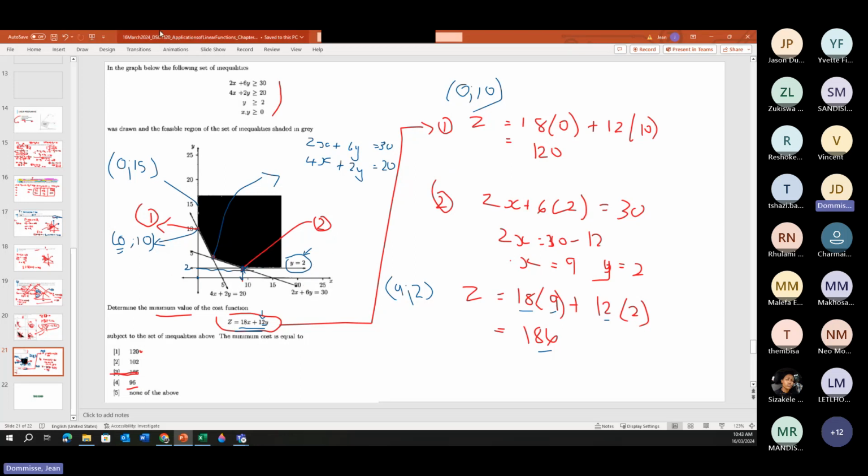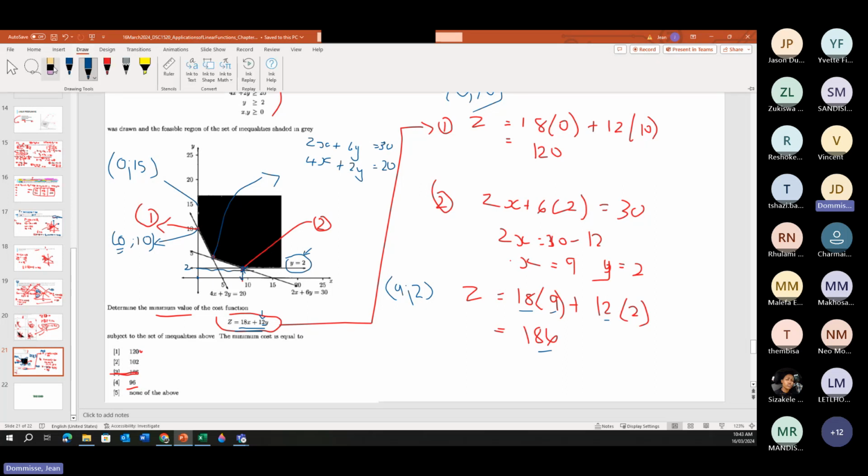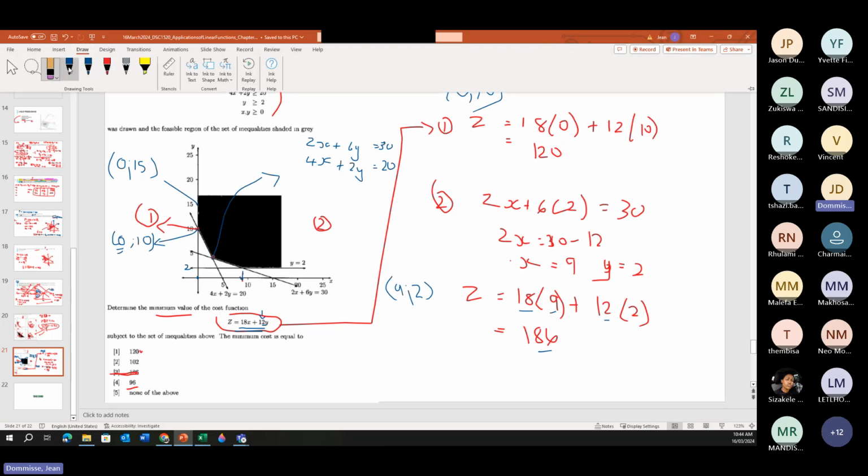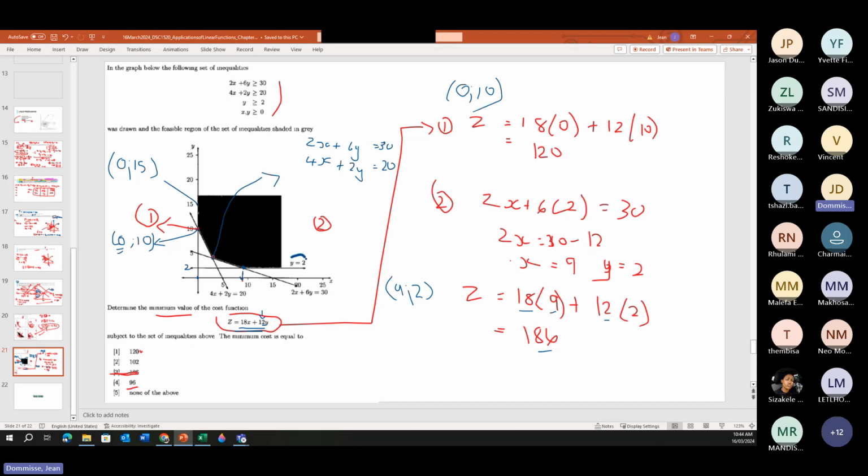Okay, if they didn't give me that straight line, then I would still have needed to work out the y value. But fortunately, they have given me that. So that is where I got y is equal to 2. Else, I would have needed to work out the intersection point, and only then would I know what y is. But it's only because they've given that to me.